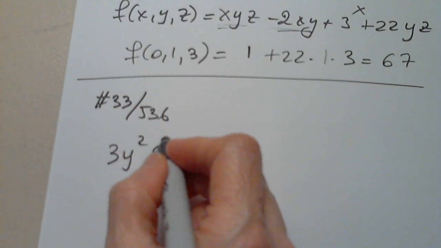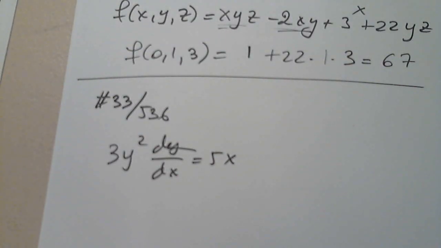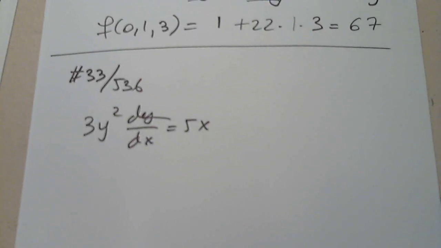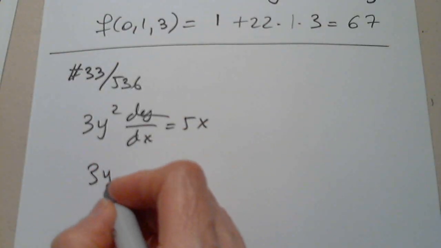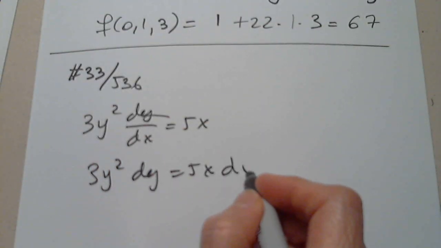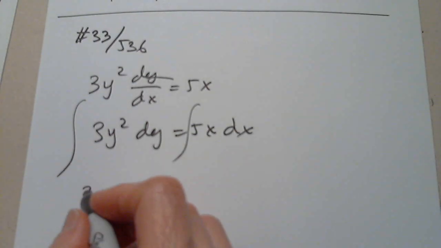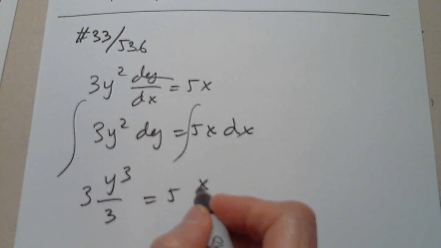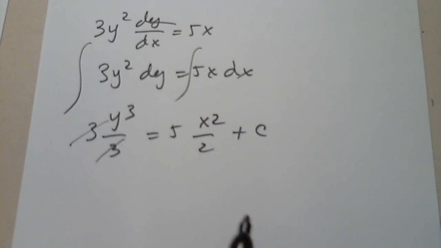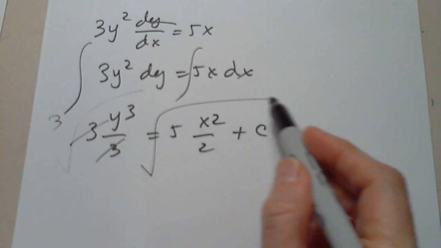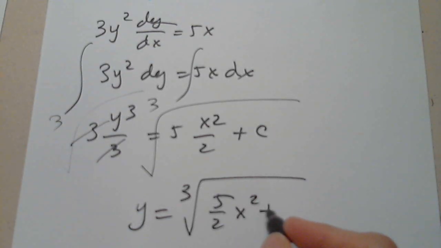3y squared dy over dx equals 5x. So here we have to separate the variables, so we have to multiply both sides by dx. So 3y squared dy equals 5x dx. This is quite simple. So we have 3y to the third over 3 equals 5x squared over 2 plus a constant c. The only thing we need to do is take the cube root from both sides. So then y equals the cube root of 5/2 x squared plus a constant c.